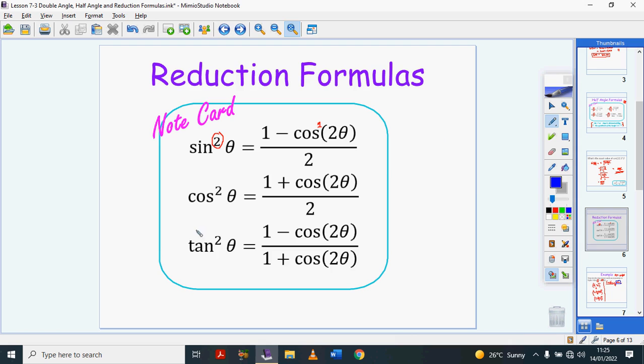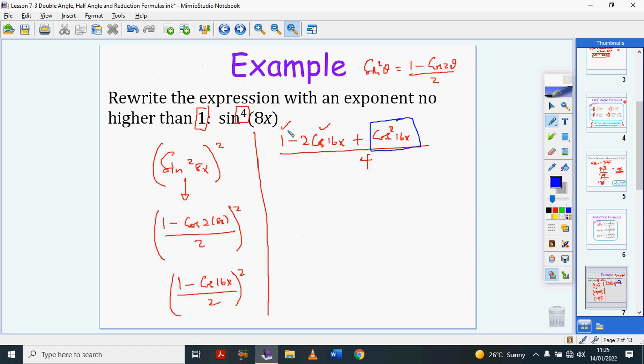So I'm going to go back to my reduction formulas and ask myself, if I have cosine squared theta, what does it become? It becomes 1 plus cosine 2 theta divided by 2. So I'm going to replace this cosine squared here with this idea, right? So my final answer is going to be 1 minus 2 cosine 16x plus, instead of cosine squared, it will become 1 plus cosine twice the angle, all divided by 2.